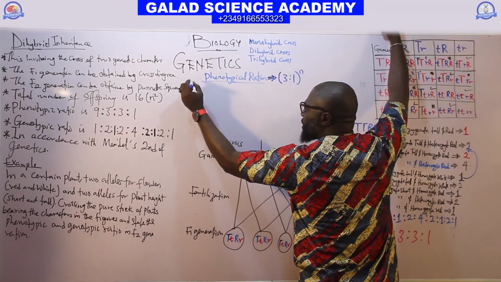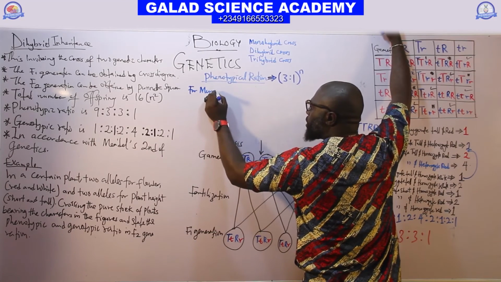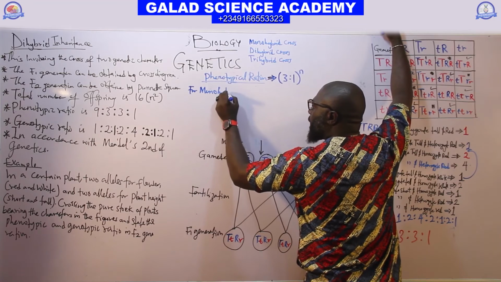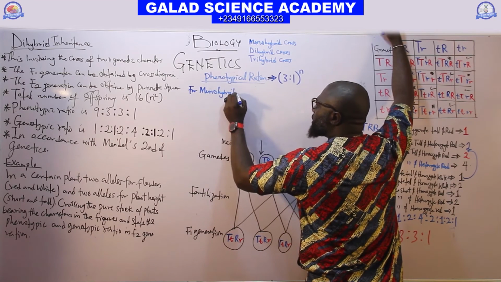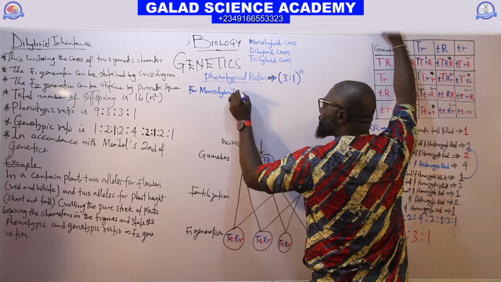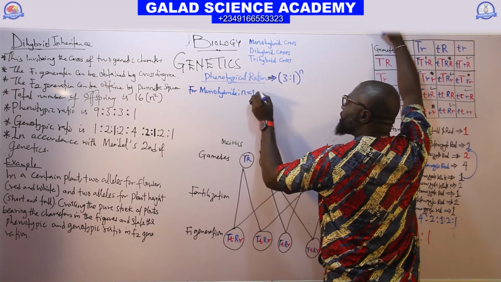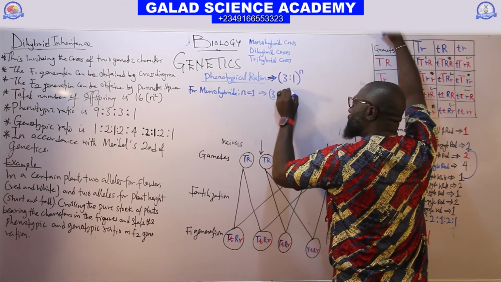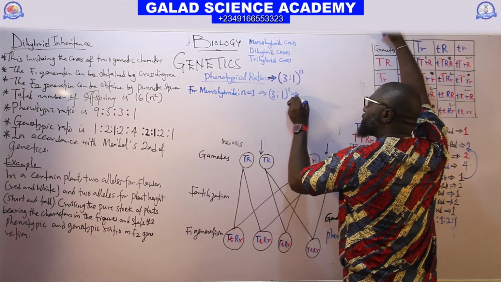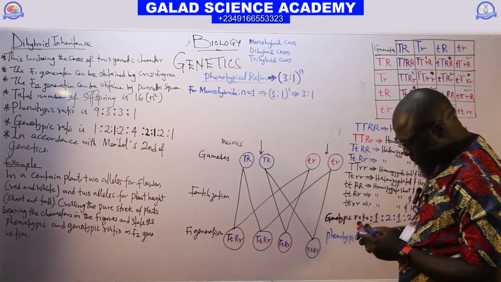To know the phenotypic ratio for monohybrid, our N here is 1. So for monohybrid, N is 1. What will be the ratio? This one is 3:1 exponential 1. We have 3:1. We have done it.